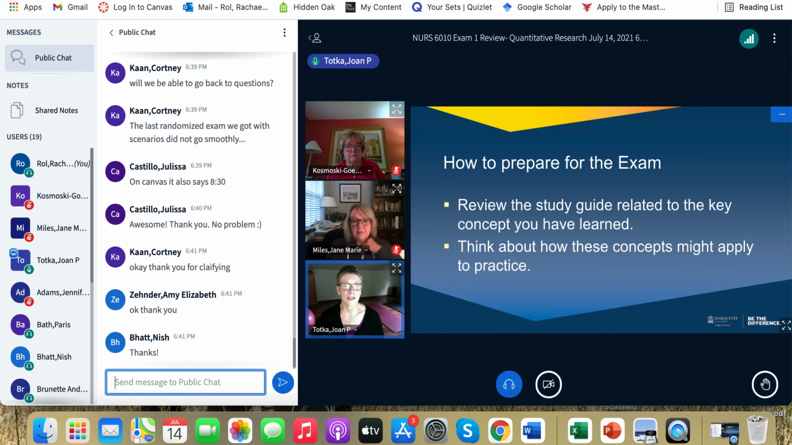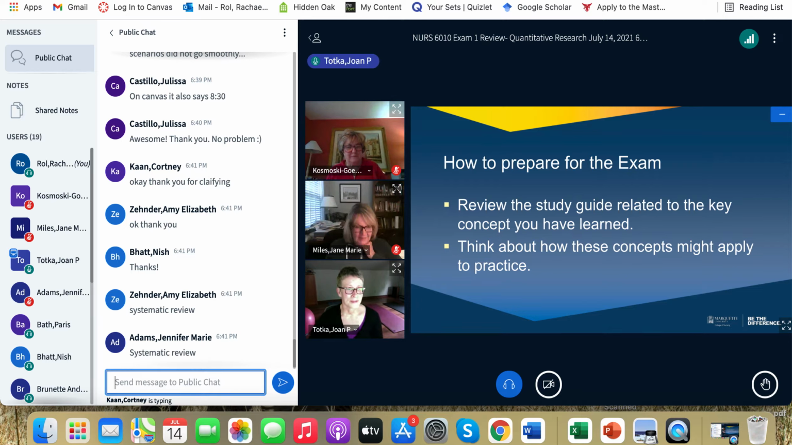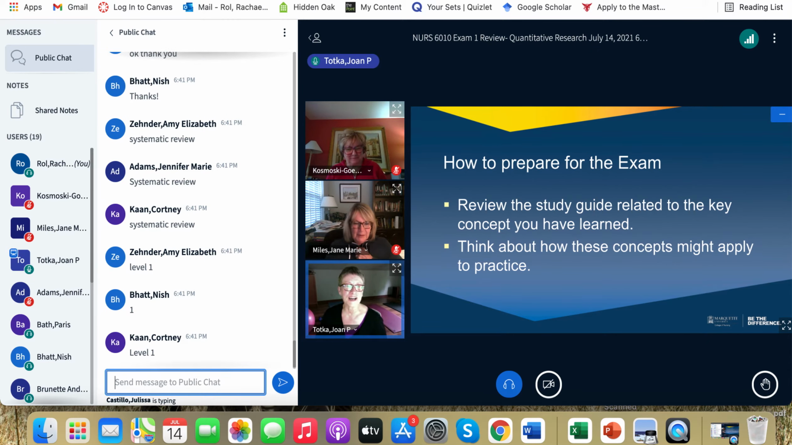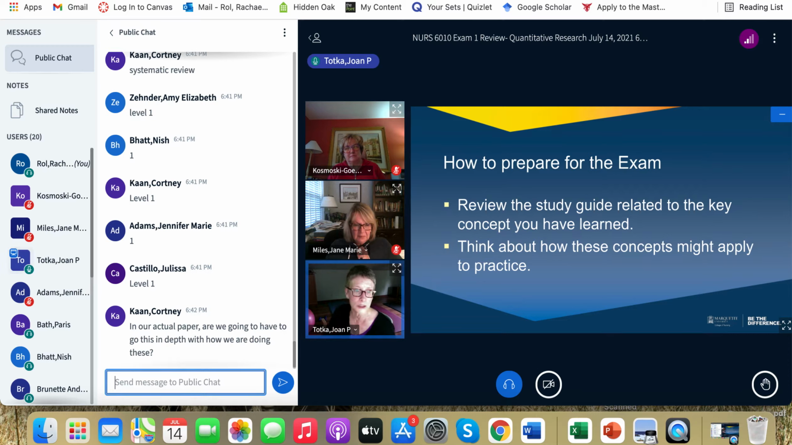What's the design of the study that you're doing an appraisal for this week? Systematic review, yay! And what level of evidence is it? Thank you, level 1. Design and method column. Well, not entirely. Because it's a systematic review, it's the search that's the method, so the searching of papers.